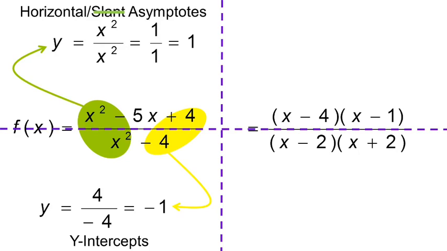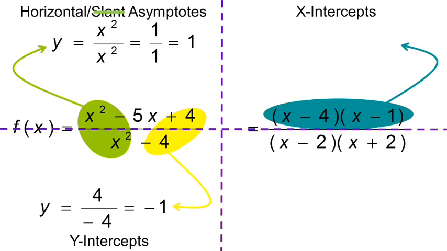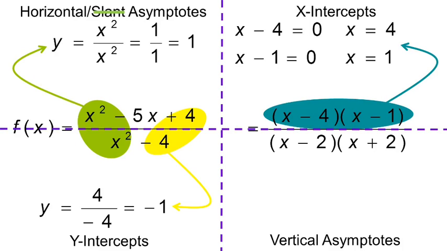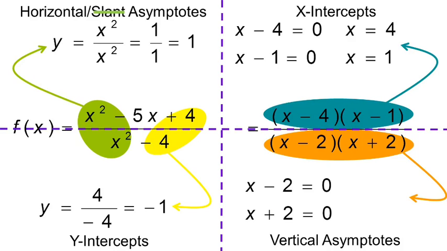Okay, the factors on the top are going to tell us about the x-intercepts. So we're going to set those top two factors equal to 0 and solve. For this equation, x equals 4 and x equals 1 are the x-intercepts. The bottom two factors are for the vertical asymptotes. So you set those equal to 0 and solve as well. Our vertical asymptotes for this graph are 2 and negative 2.